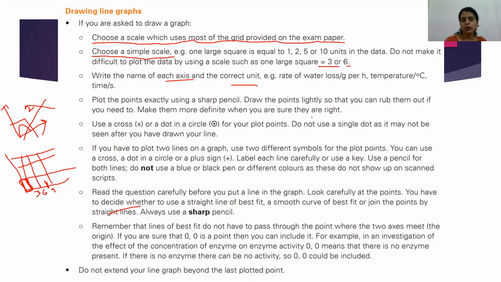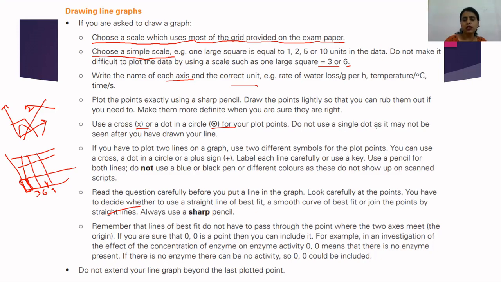When you are sure that the points which you have plotted are right, you can make them more definite. Then plot the points exactly using a sharp pencil. Use a cross or a dot in a circle for your plot points. It makes your plot more prominent on the graph.